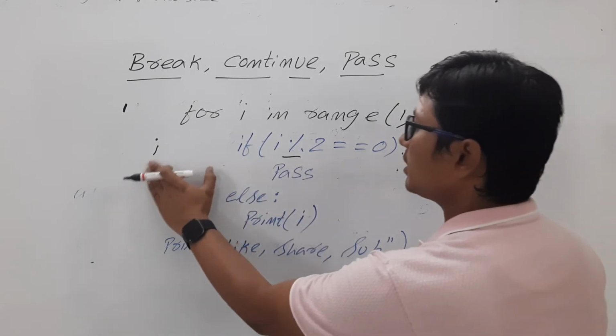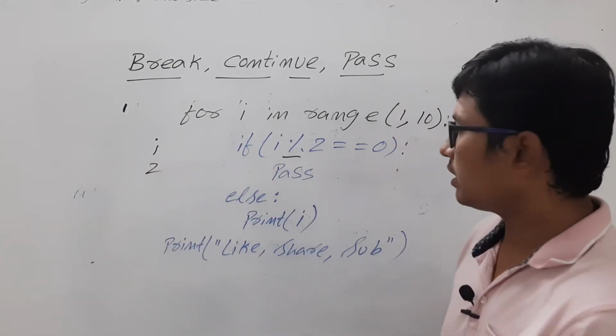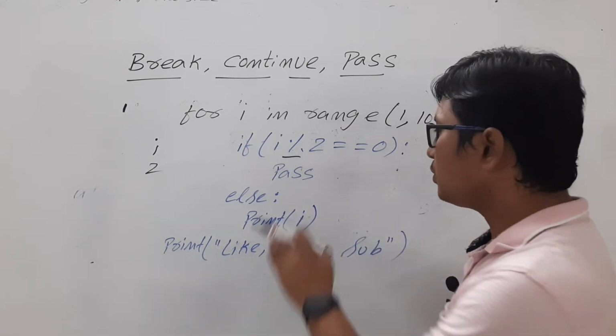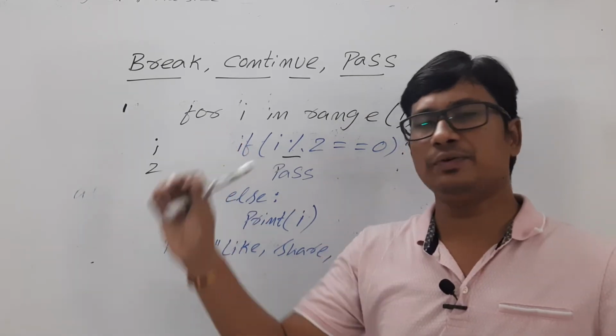Then the i value will become 2. Is it clear? 2 modulus 2, the remainder will be 0. 0 is equal to 0. Now you don't want to execute anything, so that's why you have given pass. Are you able to understand it or not?